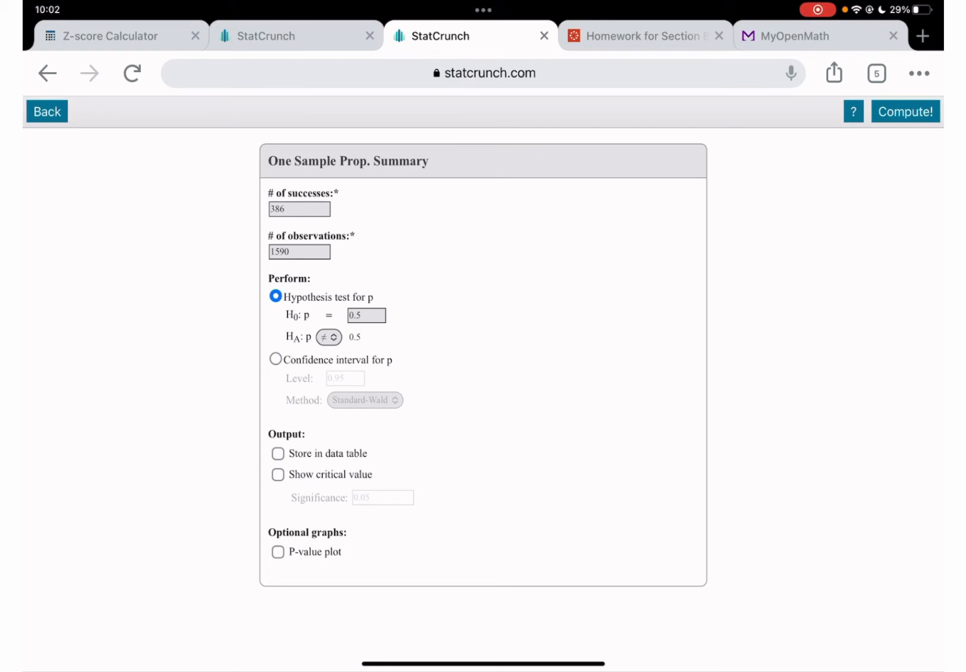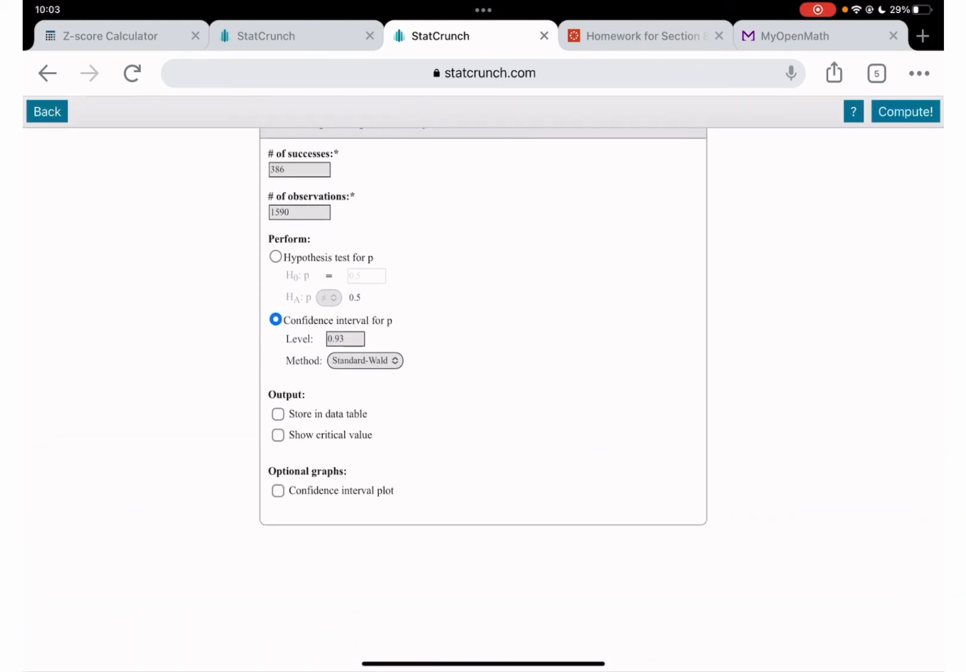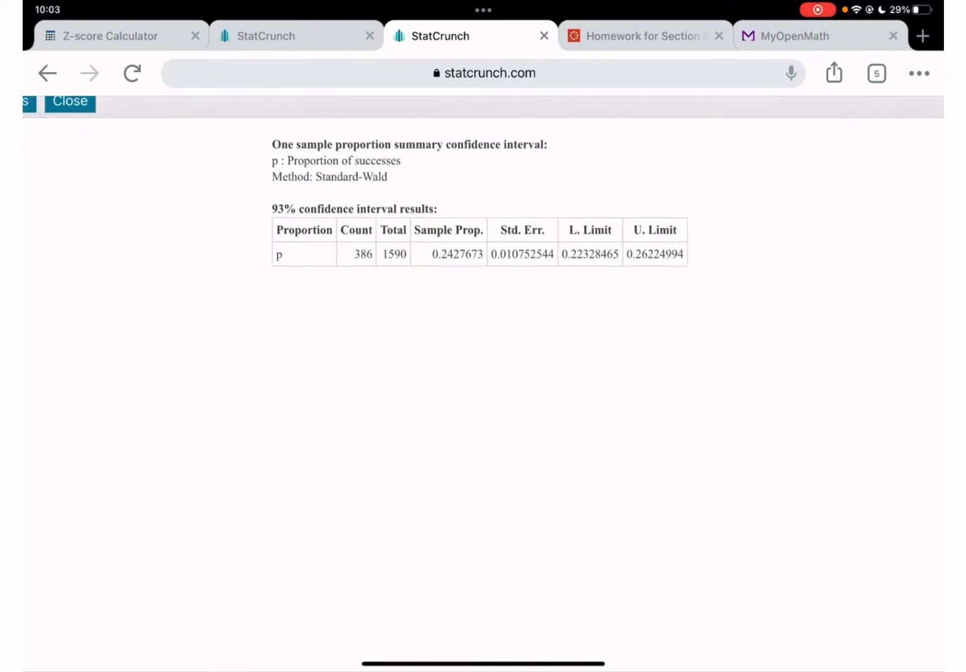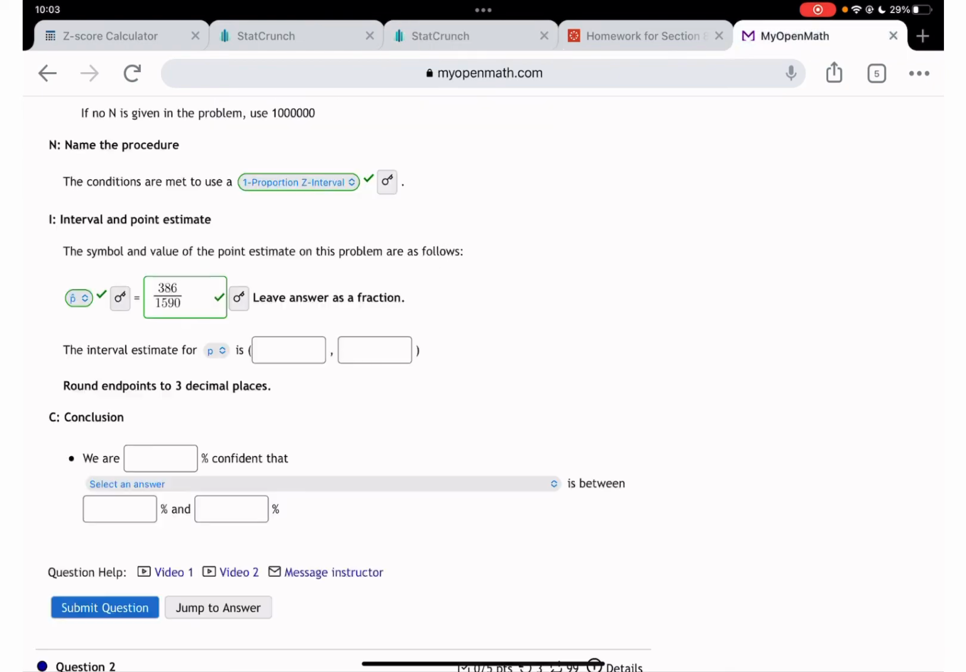Hypothesis test, we don't have a hypothesis test, so we leave it the way it is. Actually, what we need is the confidence interval. Our confidence interval is 93, right? Not 95. I fixed it. Put 93, and we go to compute. And here we go, the lower limit is 0.22328, rounding, and the upper limit is 0.26224.